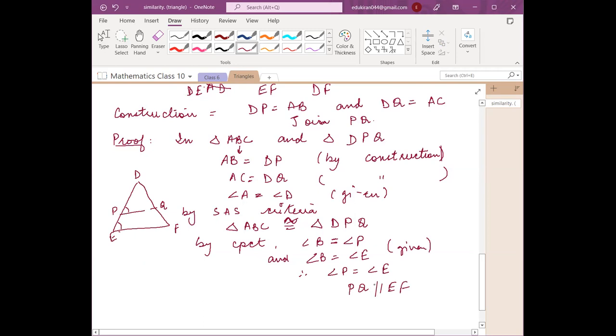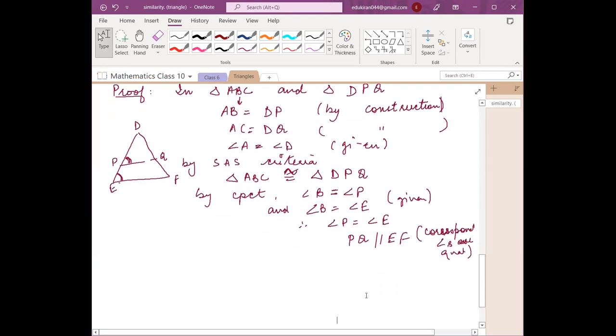Yes, Hamna, can I write this? Which type of angles are these? Ma'am, corresponding. Corresponding angles, right? Since corresponding angles are equal, therefore the lines are parallel. Corresponding angles are equal. So therefore the lines have become parallel.